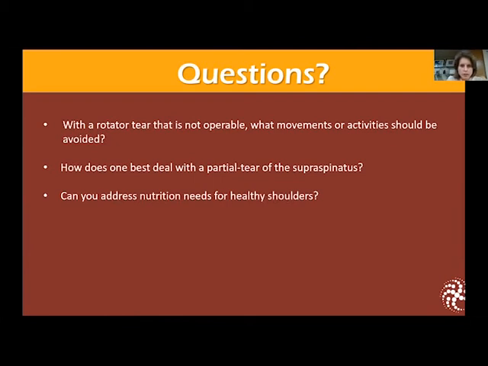And then let's see what other questions we have here. How often can I safely get steroid injections? So, injection into the same area, whether it's into the joint or the subacromial space, is usually no more frequently than every 3 months, because there's an increased risk of infection.